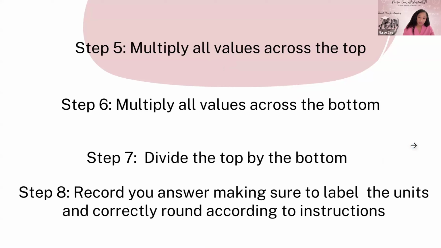Step 5, we're going to multiply across the top, then we're going to multiply across the bottom, then we're going to divide the top by the bottom, and then we're going to make sure that we label our answer because we don't have time to not get these answers right, okay?